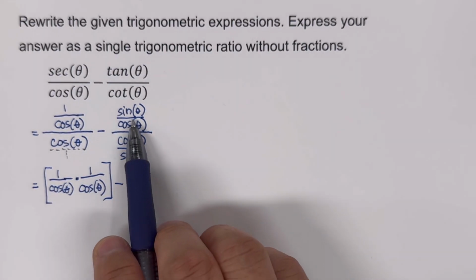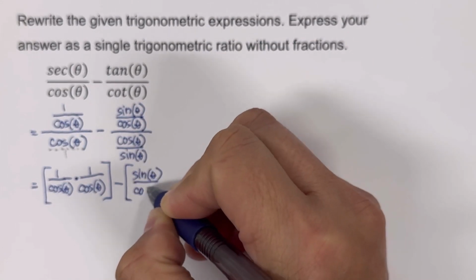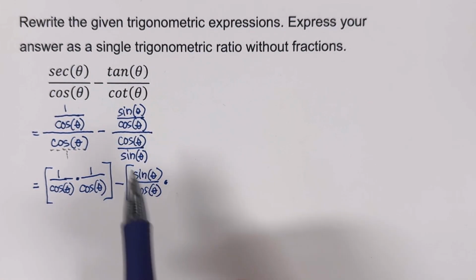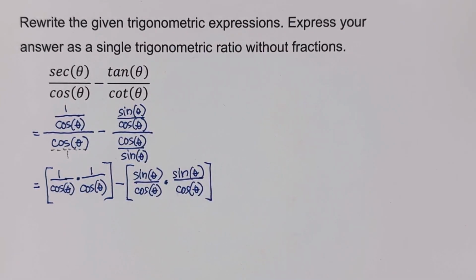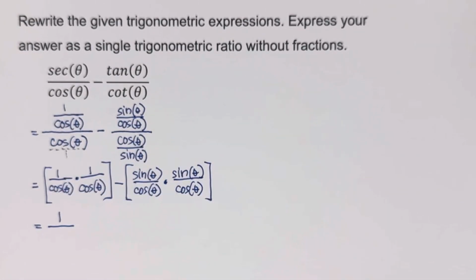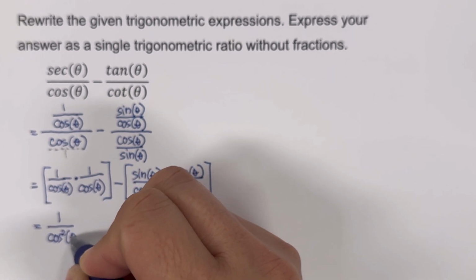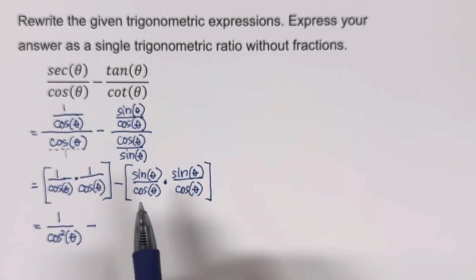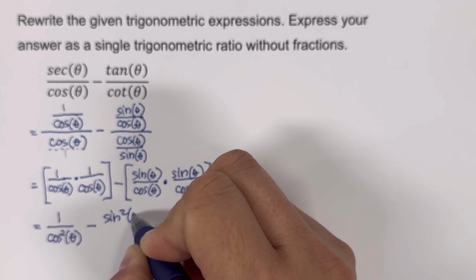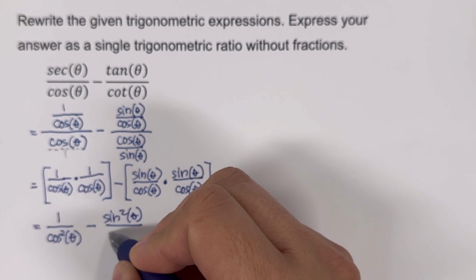We go ahead and do the same thing on this side. I'm going to copy sine theta over cosine theta and flip the denominator. So this would come out sine of theta over cosine of theta. Then from here, we simplify further. So 1 times 1 is 1, and cosine of theta times cosine of theta is cosine squared of theta. That is minus sine of theta times sine of theta is sine squared of theta, over cosine of theta times cosine of theta, which is cosine squared of theta.